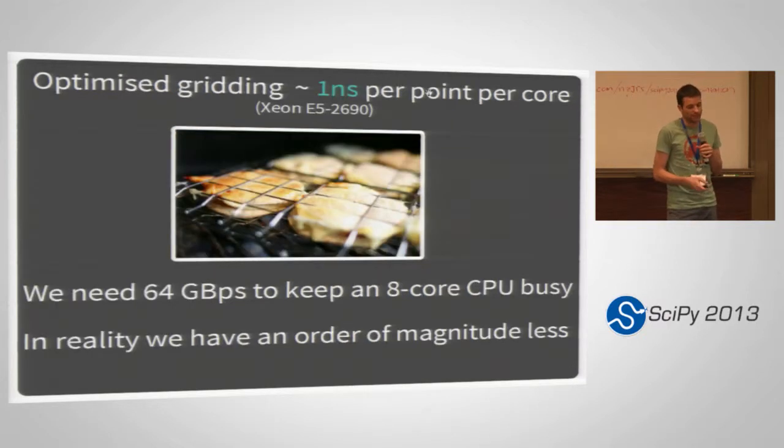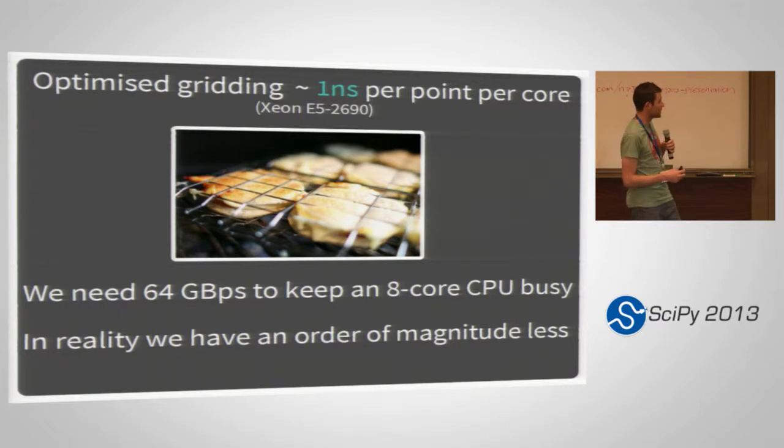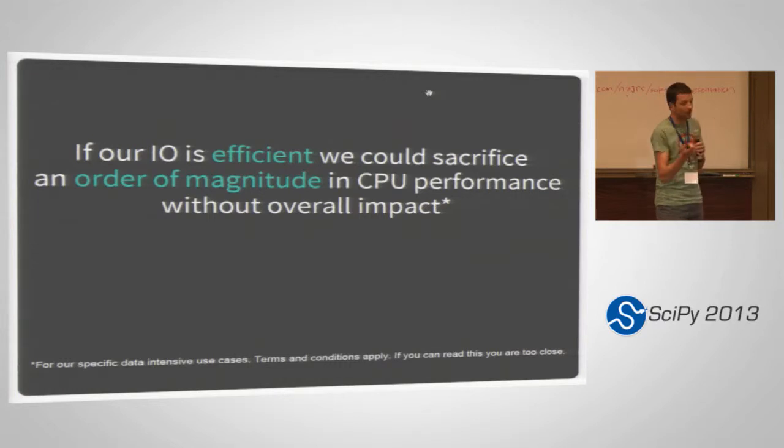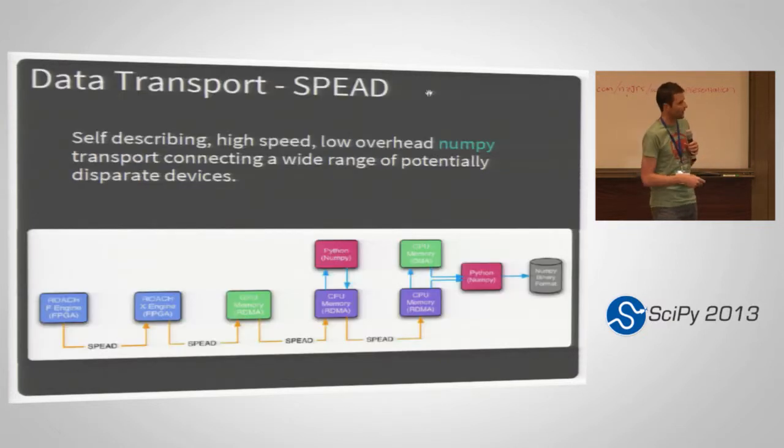It can't do anything. And the reason for that is a lot of our data processing is pretty mathematically sparse. Our number one problem is convolutional gridding, which we need to do a lot of. And basically, if you take a modern-ish CPU, we need 64 gigabytes a second to keep our CPU busy. And realistically, that's about an order of magnitude less than you've got. There's certain issues with caches and compression, et cetera, but you're in that kind of ballpark. There's no way you're saturating a single die on a modern PC with 64 gigabytes a second. So if our I/O is efficient, then we can sacrifice up to an order of magnitude in CPU performance, and our overall application doesn't suffer. Obviously, lots of disclaimers apply for these kind of outrageous statements.